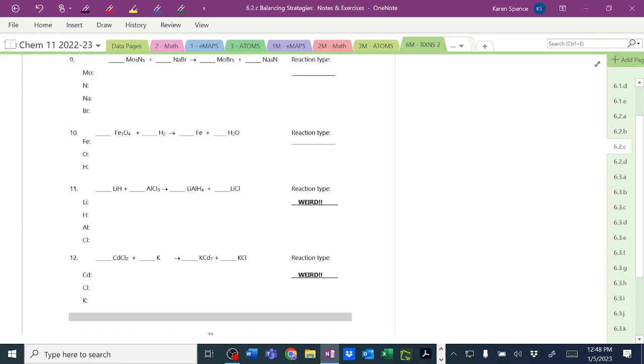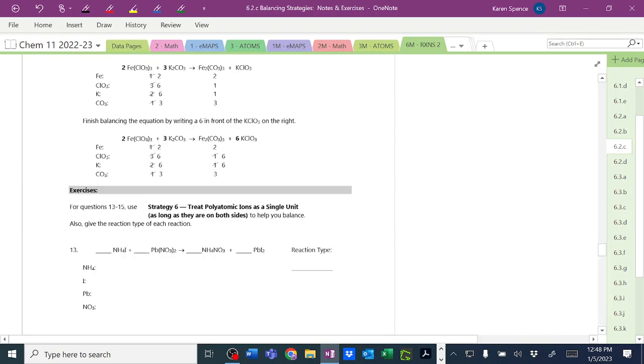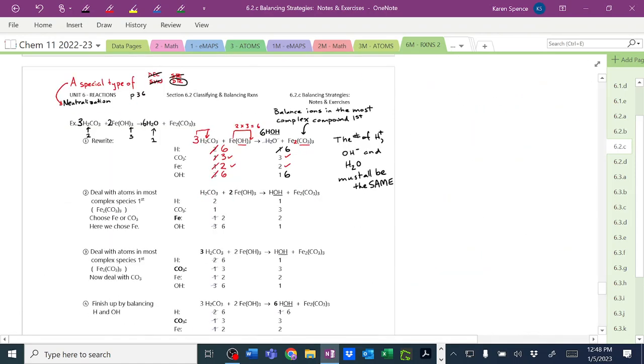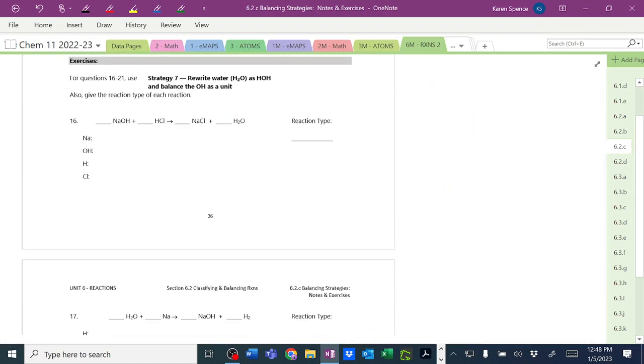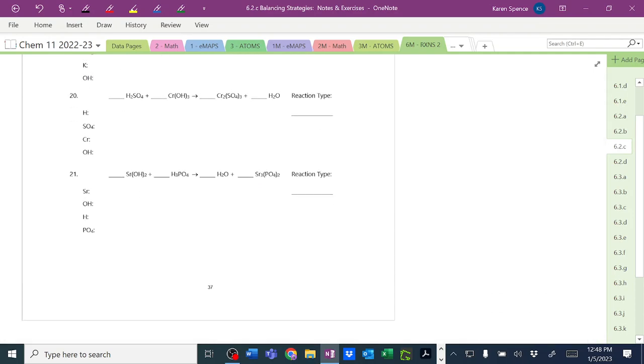So for right now, we are doing page 36 and 37. And if you're done those, you can try the combustion ones, take a look at it, see if it makes sense to you. And if it doesn't make sense, don't worry, we'll go over it.